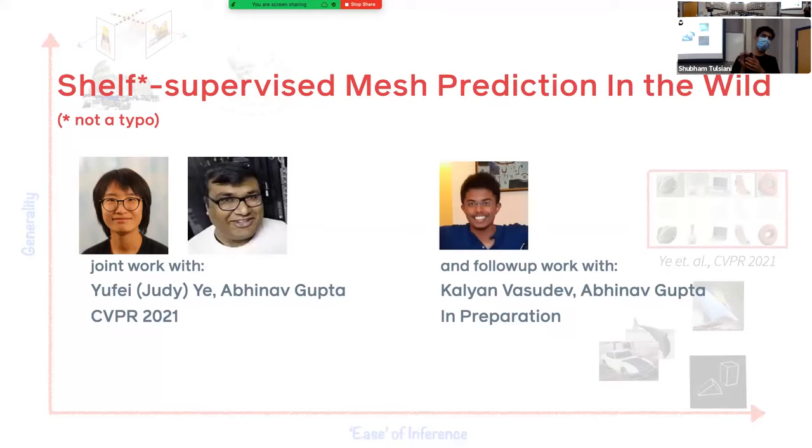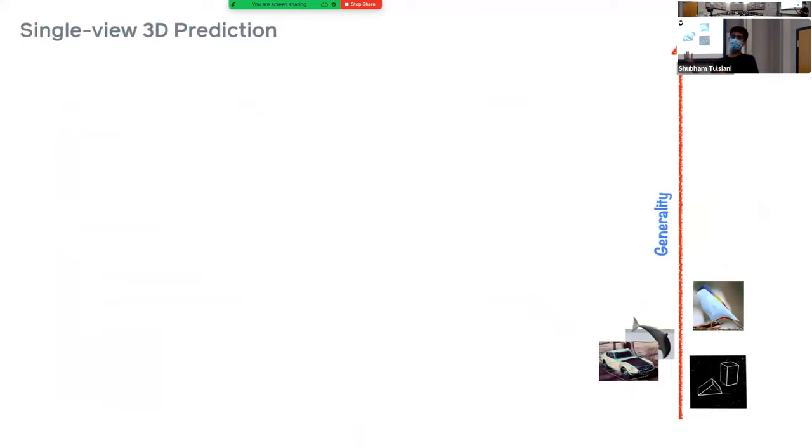So in this particular work, we are looking at the setting of single view reconstruction. So it sort of lies at the right-hand boundary of this ease of inference curve. And what we are really interested in pushing is the generality of these approaches, from approaches that can reconstruct something like just blocks or faces to maybe tens of categories to hopefully 100 categories and more.